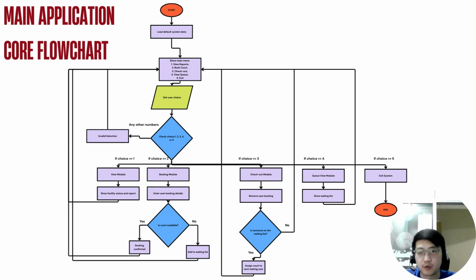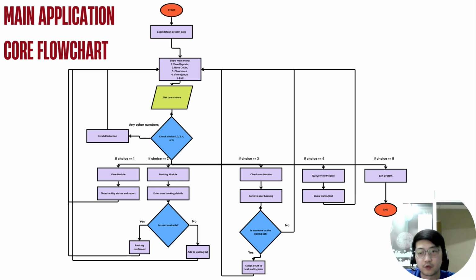Now let's look at what happens when a valid path is chosen. When the user chooses option 1, it will take the user to the view module to check real-time facility status and also generate the sorted booking reports. If the user chooses option 2, it will launch the booking menu. After gathering the user's booking details, the system runs an availability check to see if the court is available. If so, the booking is instantly confirmed. If it is full, the request is automatically pushed into our waiting list queue.